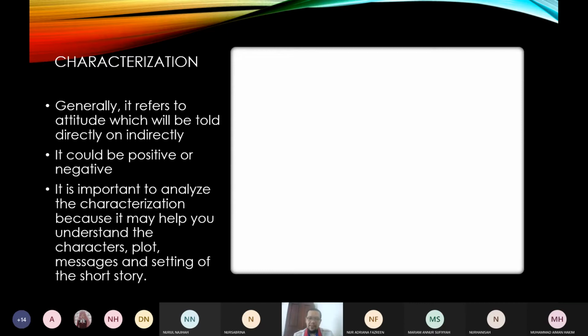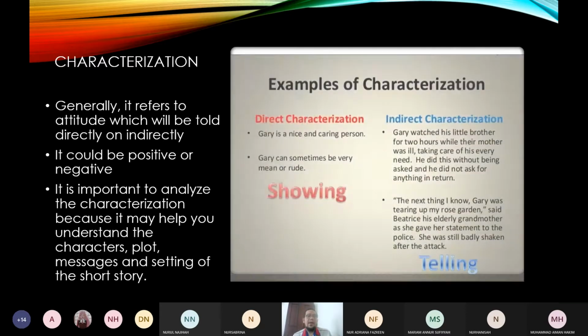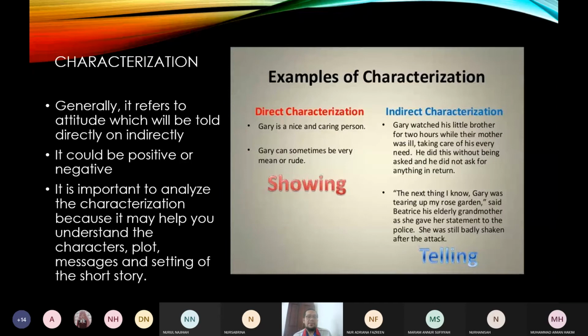Ada yang sangat negatif. Alright, and it is important to analyze the characterization because daripada situ you boleh faham the plot, you boleh faham character tu dynamic ke static, you boleh faham message, and sometimes you boleh faham the setting, especially when you try to look at culture practiced by the character. So basically characterization is very, very important. In short story, you will have a direct characterization or indirect characterization.